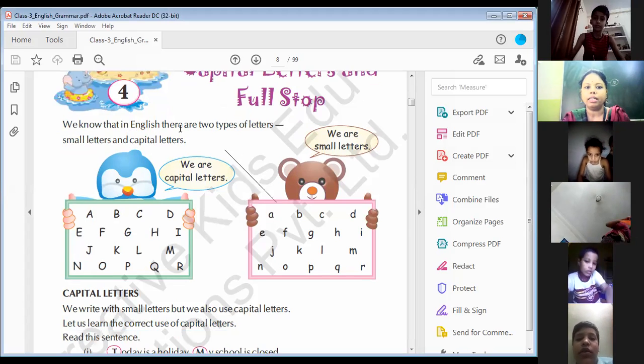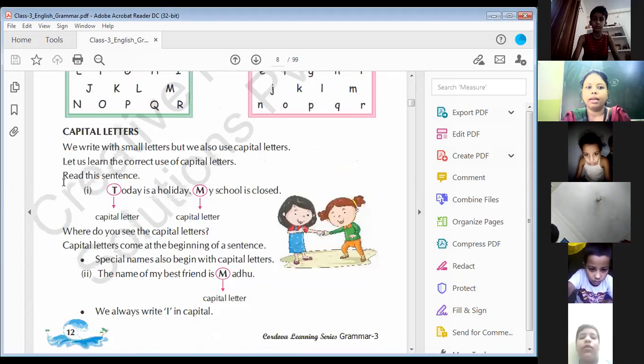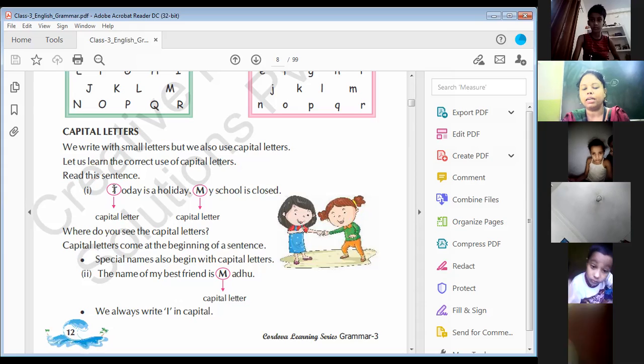We know that in English there are two types of letters, small letters and capital letters. We can see here these are small letters, and these are capital letters. We use both letters. Let us learn the correct use of capital letters.